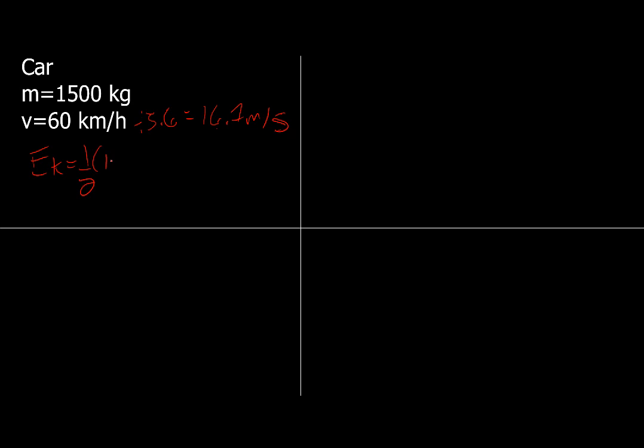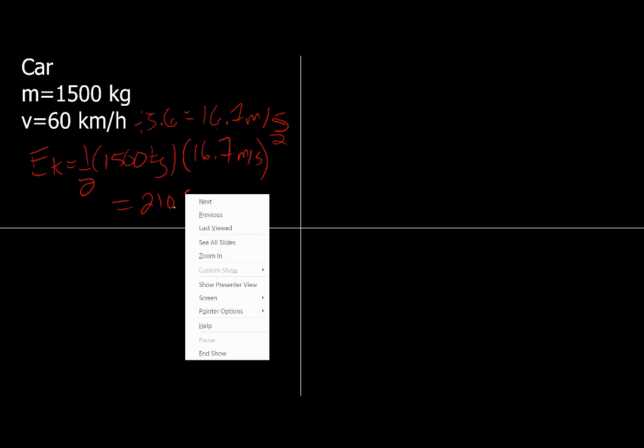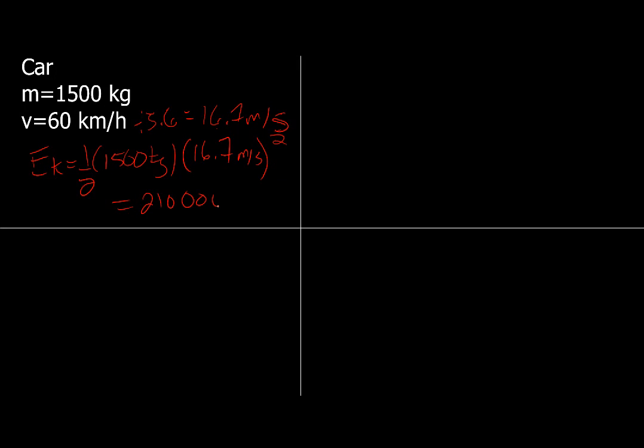All right, and then I just have to go EK equals 1/2 mv squared. So that's going to be 1/2 times 1,500 kilograms times 16.7 meters per second. Don't forget to square that V. And I'm typing it in right now. 0.5 times 1,500 times 16.7 squared equals, well, it's about 210,000 joules of energy. The car is very big and it's going very fast. It's got a lot of kinetic energy.